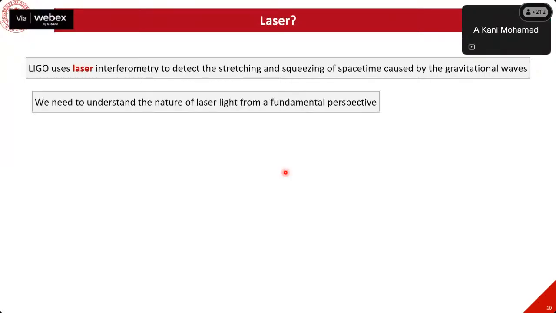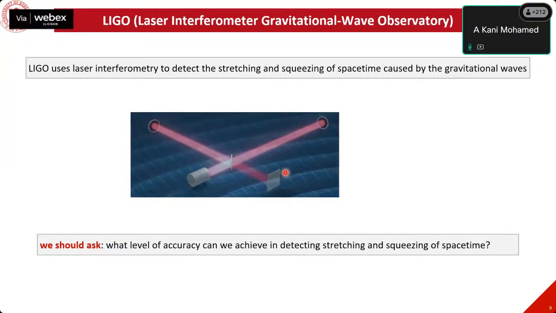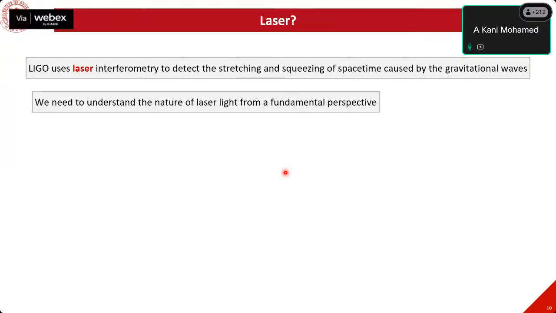So let's try to understand the sensitivity that we can achieve by using this Michelson interferometer. LIGO basically uses a laser interferometer to detect the tiny ripples of space-time. So it is the laser that is being used, and we need to understand the nature of laser light from its fundamental perspective in order to understand the sensitivity of the LIGO instrument.